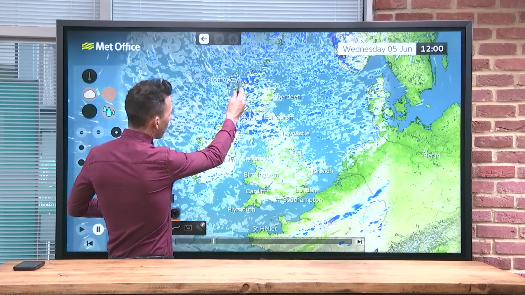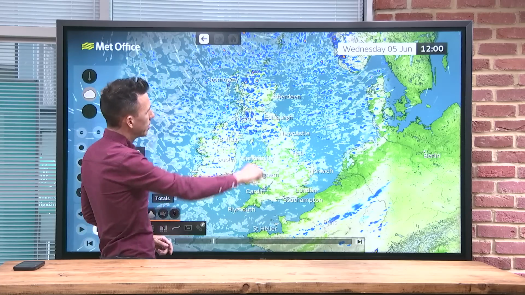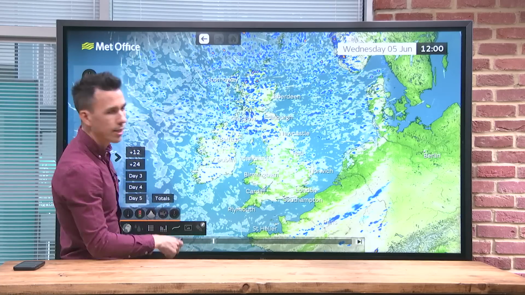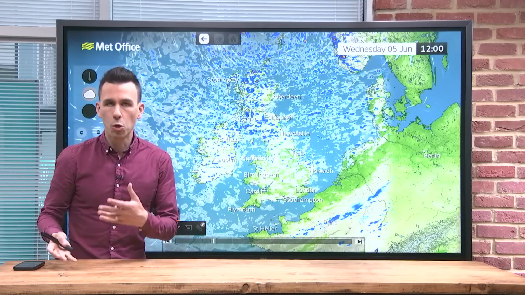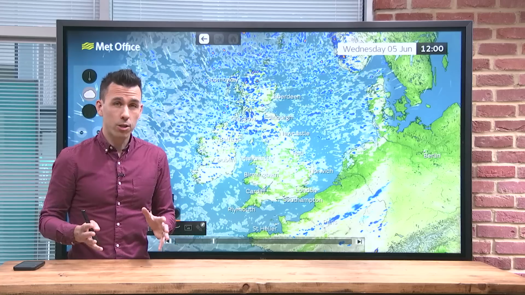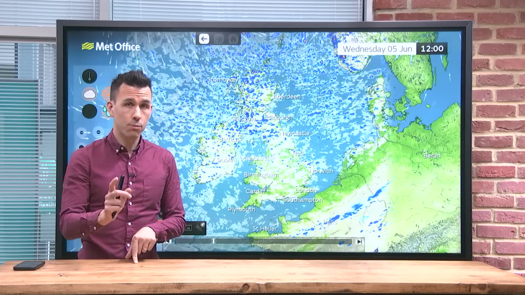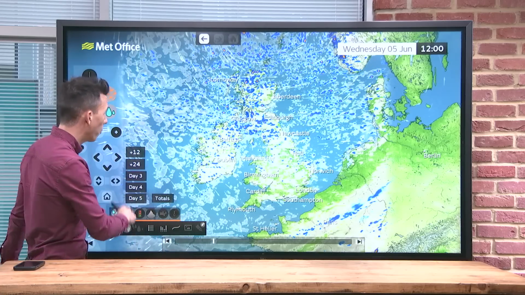Now, further north and northwest, you can see the showers become more frequent, and so northern and western Scotland certainly seeing frequent showers, perhaps some small hail, some rumbles of thunder as well, and over the mountains some snow. I'm going to be looking at that separately in just a moment.